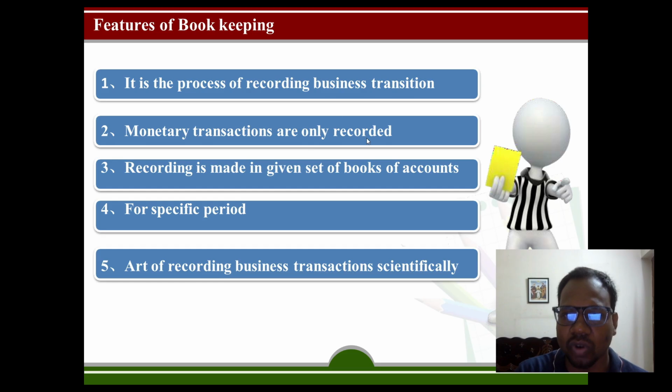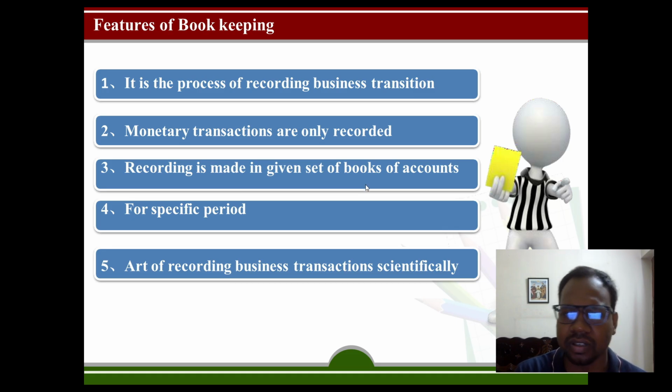Monetary transactions are only recorded. So listen, second one, monetary transactions. That means the things that we purchase or buy with money, only those things we have to record. Recording is made in a given set of books of account. So we cannot just keep a record somewhere else, in any other books. We have to keep it in the set of account books.